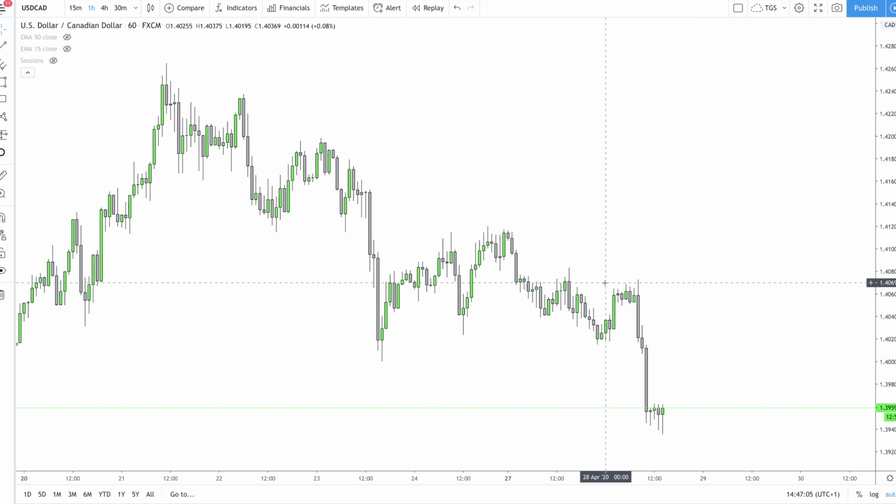Okay, so we are currently on USD CAD 1 hour time frame. Now, I'm going to start on the higher time frames. The reason why that is because I want to show you how I use multi-time frame trend lines to my advantage and use them as a guide.